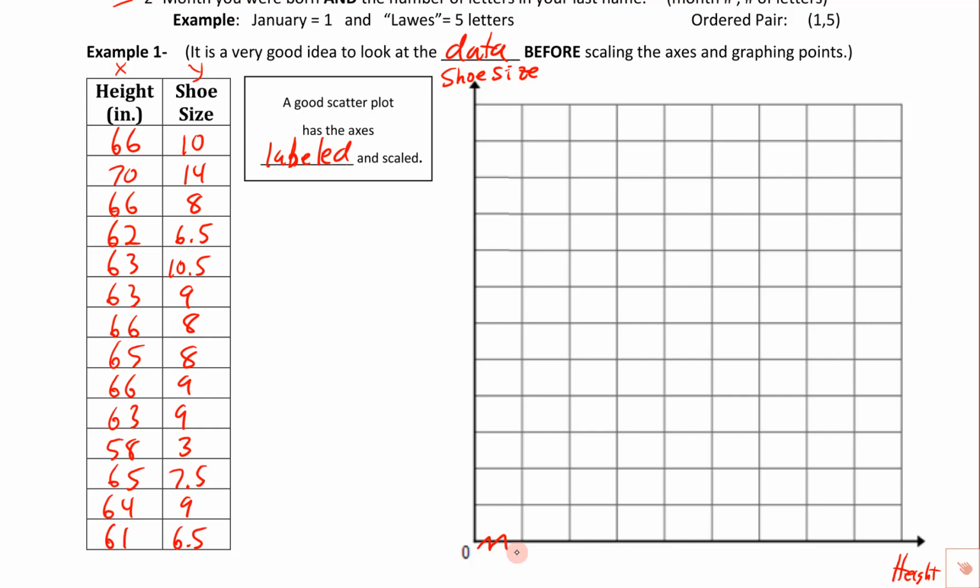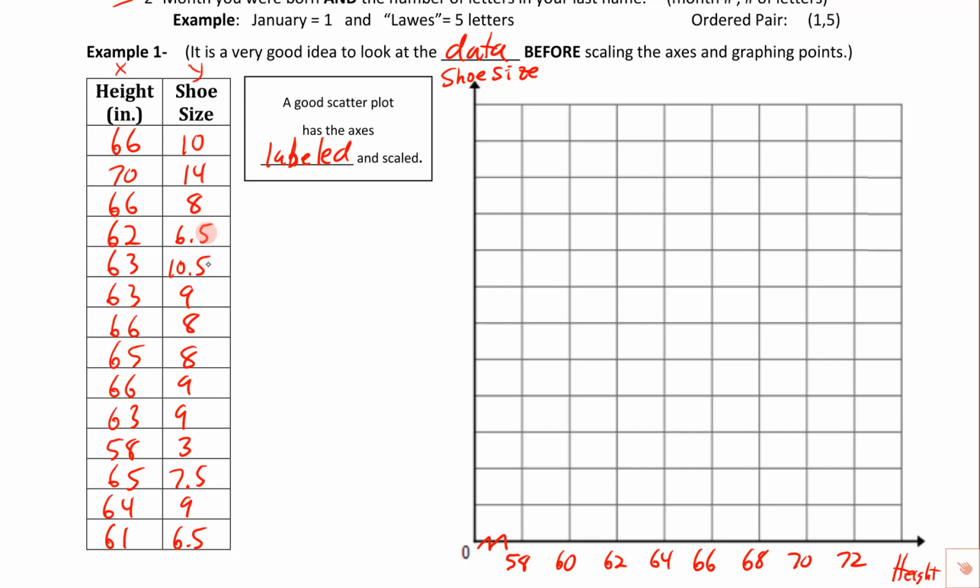So here's what we're going to do. I think we're going to start at 58 because that's the smallest one. And then let's count by 2 and see how far we get. So this is going to be 58, 60, 62, 64, 66, 68, 70, and 72. Now what that does for us is it allows us to graph all of these points fairly spread out, but not include that 0 there and have to count by 5s or 10s or something like that, just so we can fit everything on here.